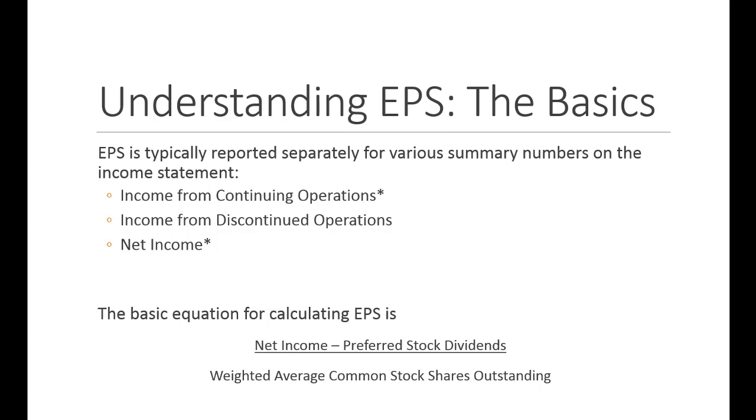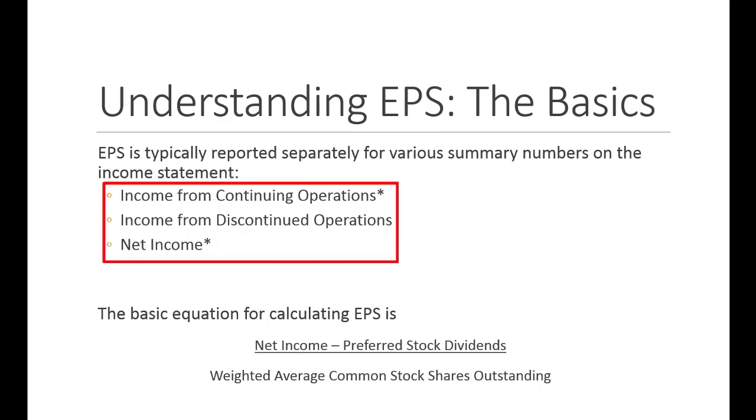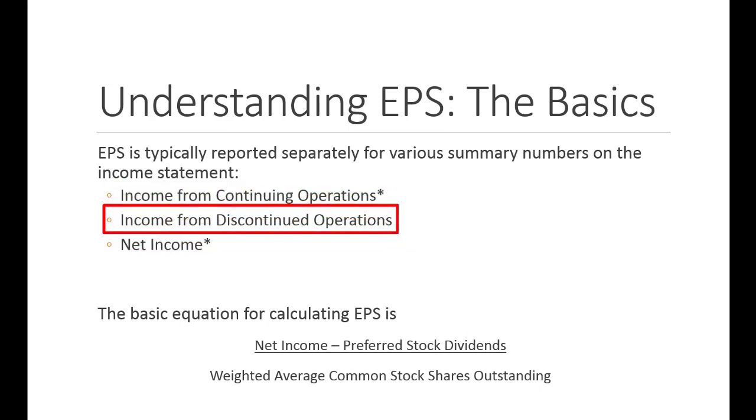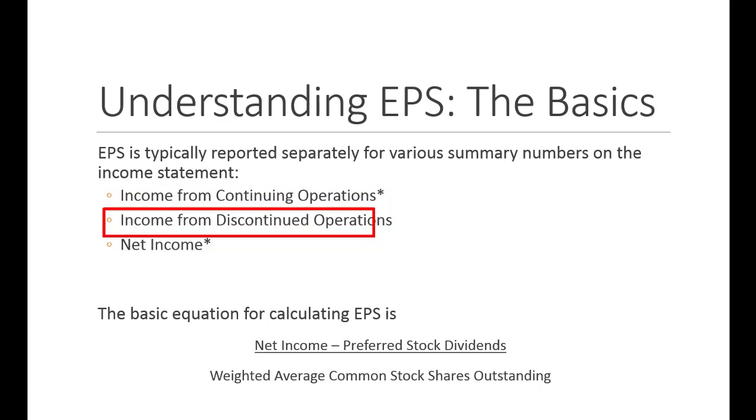Usually we report at least 2 earnings per share numbers, but we may have more than that depending on the size of our company. So you can see right here the list of 3 earnings per share numbers that are typically calculated. So we usually will report earnings per share on income from continuing operations, earnings per share on income from discontinued operations, and then the one we're more familiar with, earnings per share on net income.